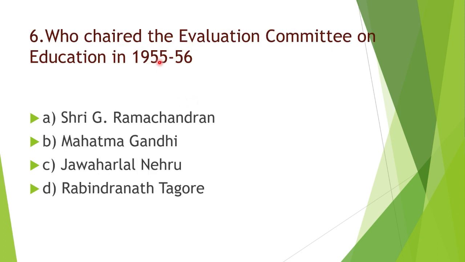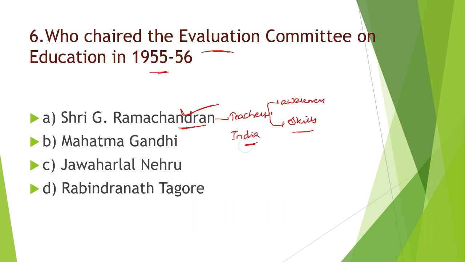Next question. Who chaired the evaluation committee on education in 1955 and 56? Who chaired means who presided over this evaluation committee in 1955, 56, is asking. The answer is Sri G. Ramachandran. Sri G. Ramachandran was appointed as the chairman, the president of this evaluation committee in 1955, 56. This is regarding teachers. Teachers should get awareness as well as the teachers' skills should be developed. For that reason, this Sri G. Ramachandran and this committee traveled around India, and they prepared some recommendations.